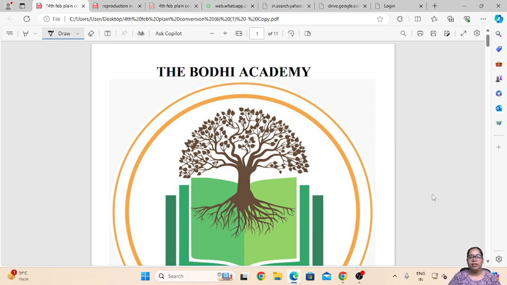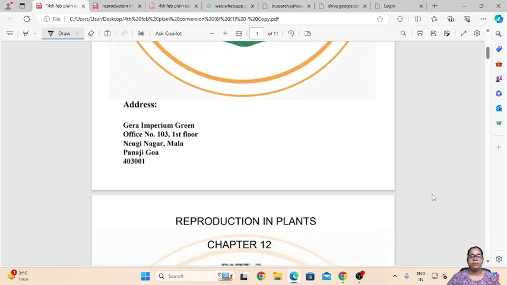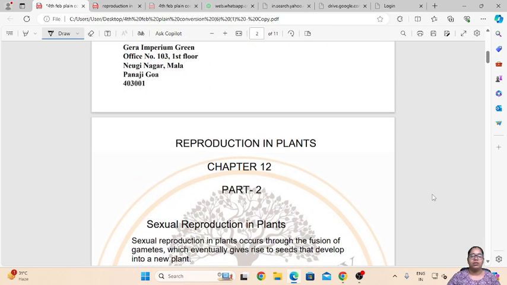My name is Shrutika and today we are going to study Chapter 12, 7th Standard Science, Reproduction in Plants. This is part 2 of Chapter 12. In part 1 we studied the various modes of reproduction in plants and covered asexual reproduction. Today we are going to see the second mode, that is sexual reproduction in plants.